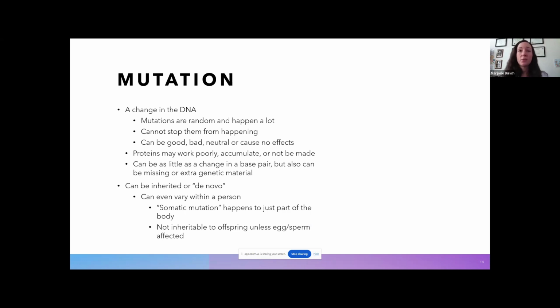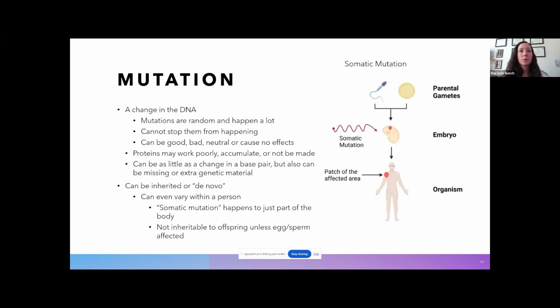They can even vary. Your genome can vary within yourself, depending on when a mutation happens. There's something called a somatic mutation that happens to just part of the body. And that wouldn't be inherited to offspring unless it affected the egg or the sperm. So to show you a visual of this, say the embryo is formed and it's normal, a somatic mutation happens when the embryo is very small, and then the embryo grows into a person, and then only the tissue that comes from that affected area of the mutation will have the symptom or the bad gene.